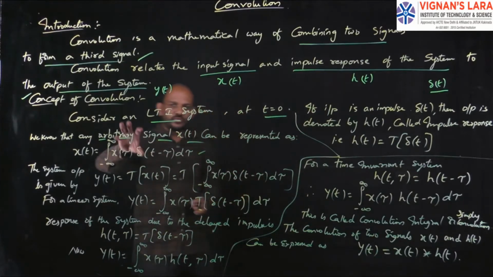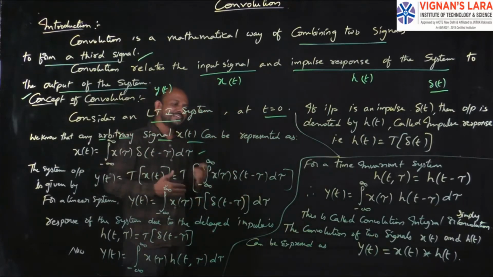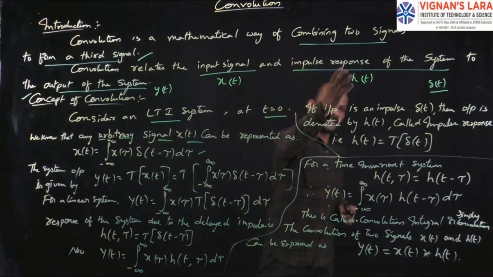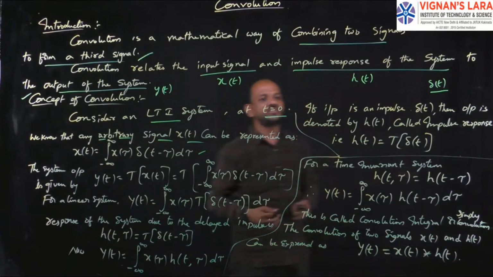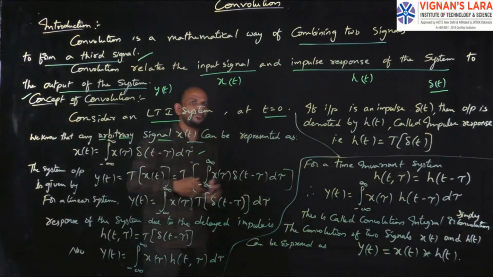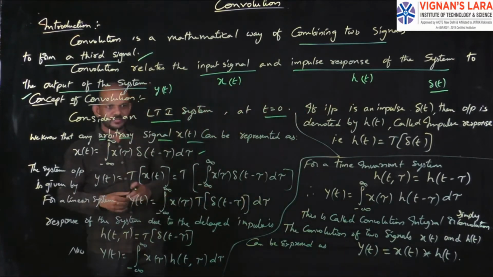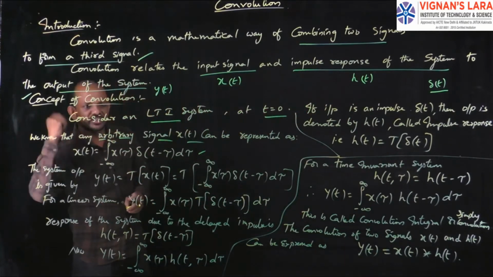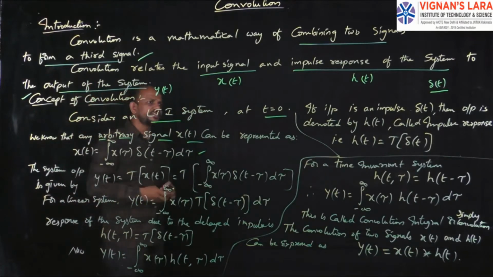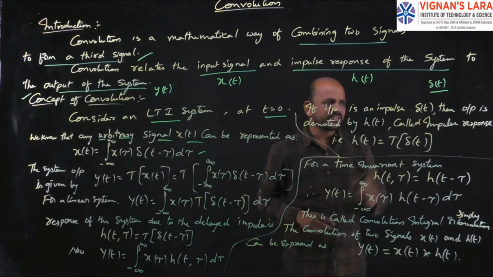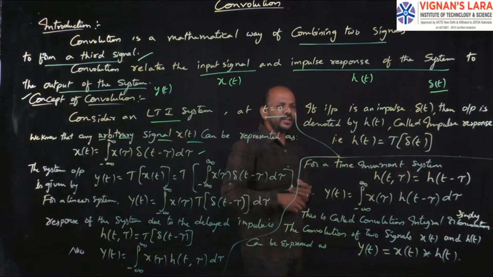Now from this expression I will get the relation between the input signal and the impulse response of the system. We will get the relation of x of t and h of t, and how it is related to the output of the system. I will get all this from this equation. Now, if the input is an impulse, del of t, then the output is denoted by h of t.